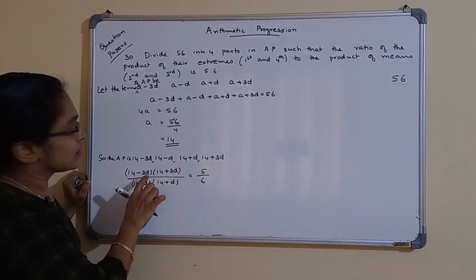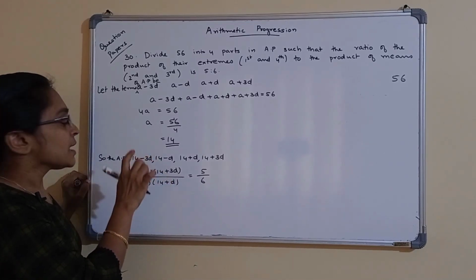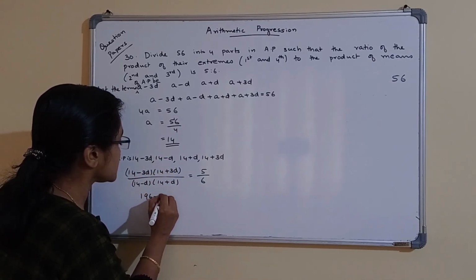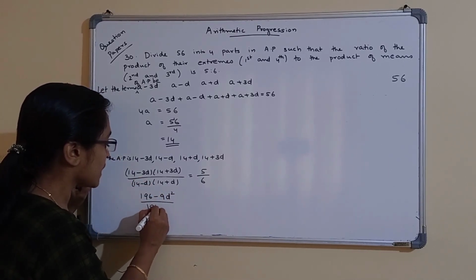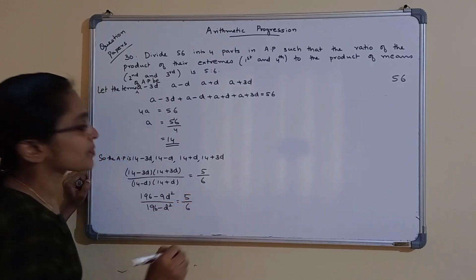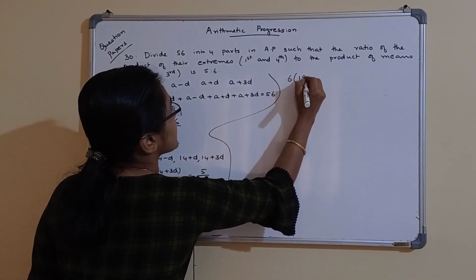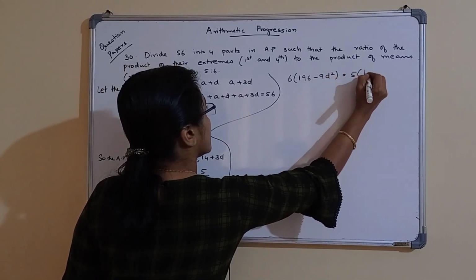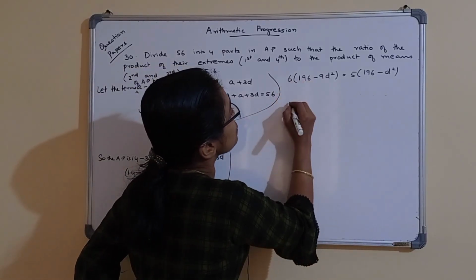So we can write this as (a minus b) into (a plus b) is a square minus b square. So we'll get this as 196 minus 9d square, and we'll get this as 196 minus d square, right? And that is equal to 5/6. Now cross multiplying we'll get 6 into (196 minus 9d square) is equal to 5 into (196 minus d square).